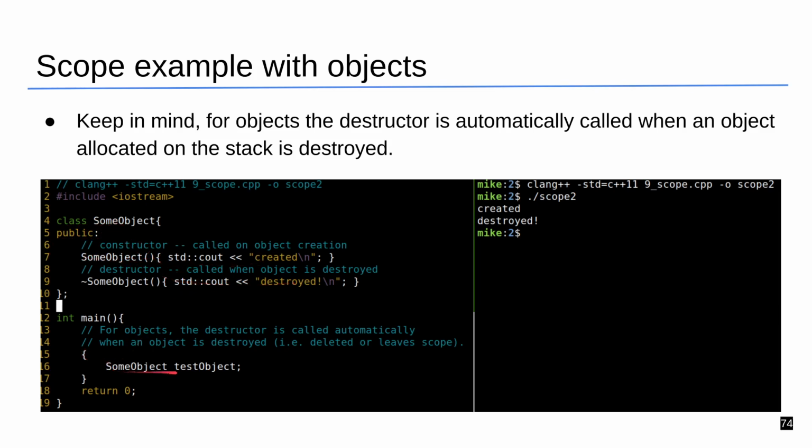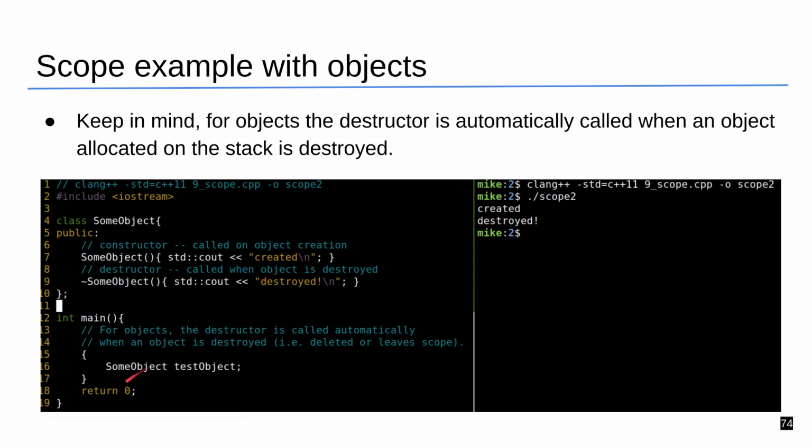So if I put this object in these curly braces, which define its scope, as soon as I reach line 17, I'm going to get destroyed. When this object is first created or initialized, the constructor is called and I get created. And then by line 17, it's automatically destroyed, and the destructor is called when it leaves scope.